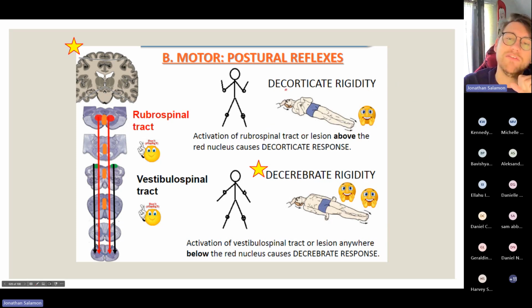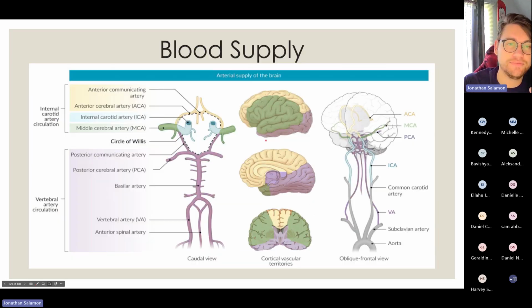Remember that progressing from decorticate to decerebrate is bad. Progressing from decerebrate to decorticate is good. Please know this.